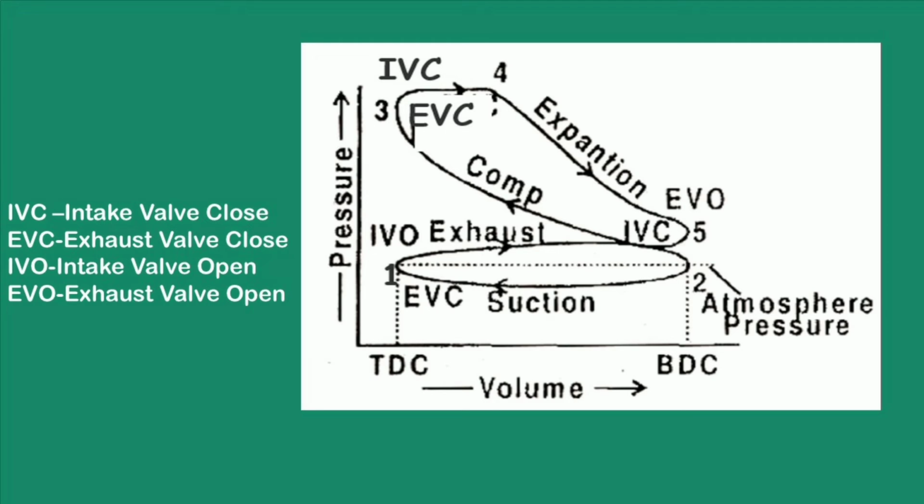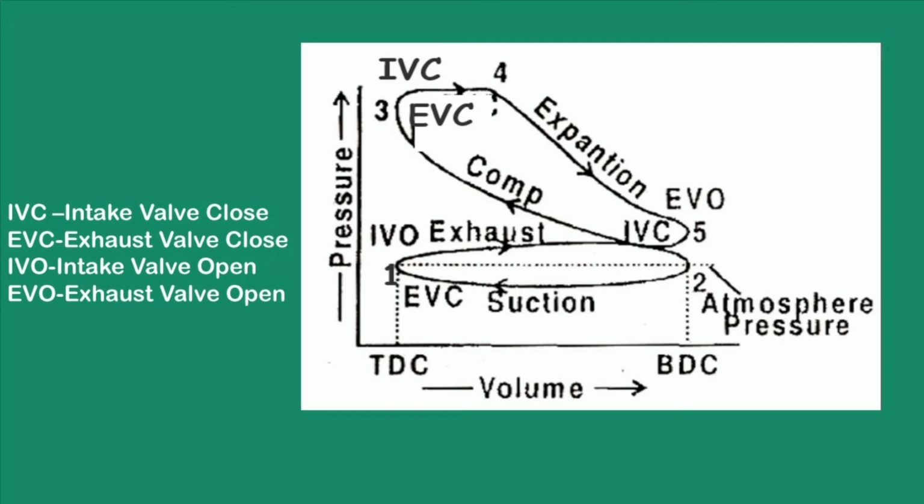Friends, now we will talk about the actual diesel heat cycle PV diagram. Before I explain the actual PV diagram of the diesel cycle, let's have clarity on some acronyms or short terms. IVC means intake valve close, EVC means exhaust valve close, IVO means intake valve open, EVO means exhaust valve open. In actual diesel cycle operations, refer to this PV diagram.